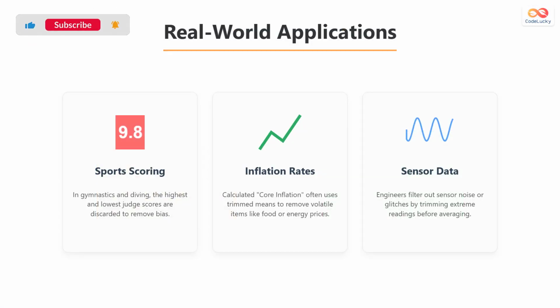You see trimmed means everywhere in the real world. In sports like gymnastics or diving, the highest and lowest judge scores are dropped to prevent a biased judge from influencing the result. In economics, inflation rates are often calculated using a trimmed mean to ignore volatile price swings in things like oil or food, giving a clearer picture of the economy's health.